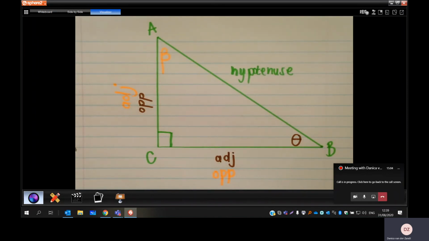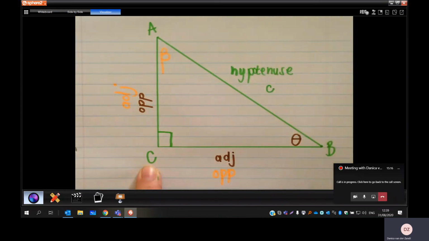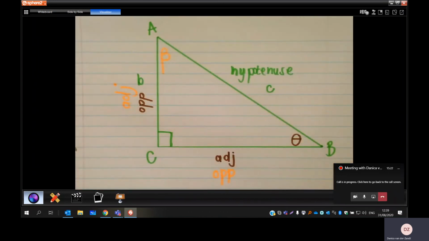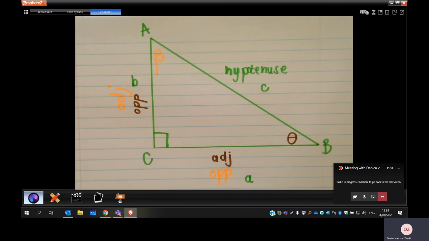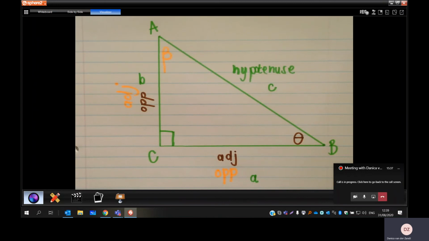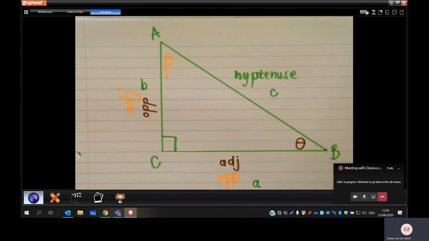and use little letters. Now the little letter that I use is the one opposite the capital letter. So if this is capital C, opposite would be little c. If this is capital B, opposite, this would be little b. And if this is capital A, opposite, this would be little a. Now don't confuse little a with adjacent. That's why I've used A, B, and C, because I'm referring to the side length, not the reference. So not opposite adjacent, I'm referring to what I'm calling that side. Little a, little b, and little c.